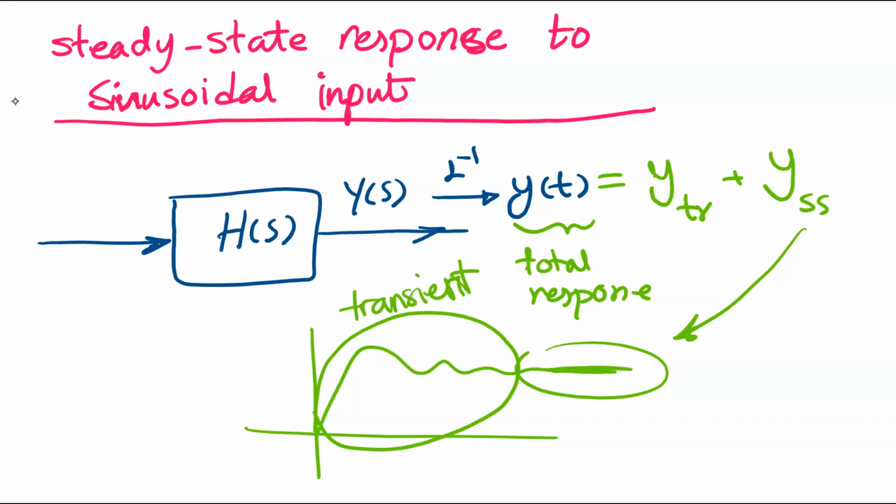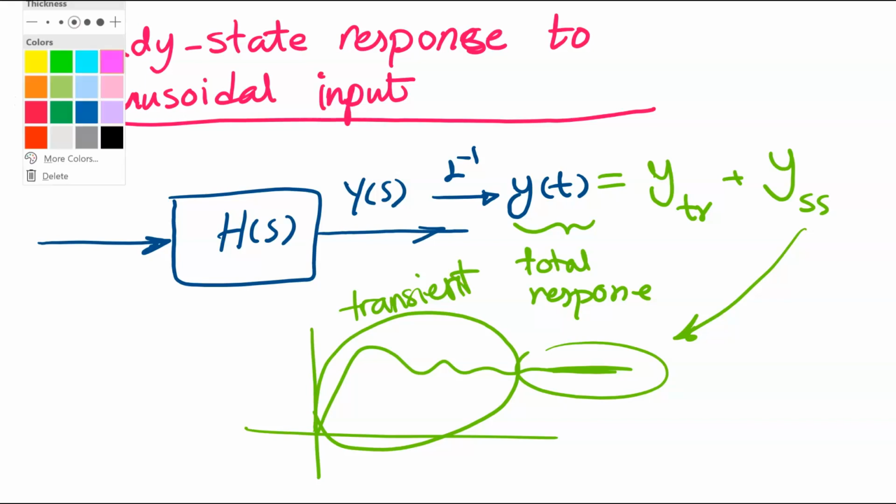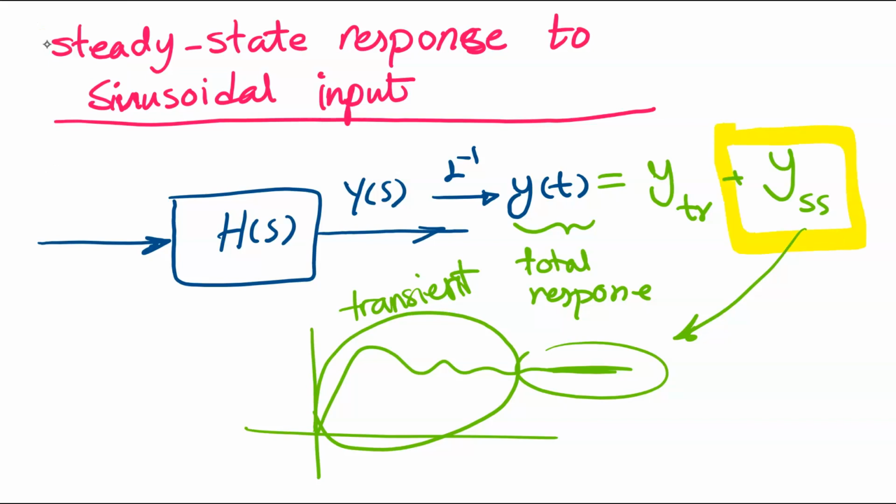Now let's assume that we are looking specifically for the steady state response. So this is our goal. We are not interested in the transient response. We just want to know what is the steady state response of the system when we are applying a sinusoidal input. So our input is, for example, cosine of omega t plus theta. Why are we focusing on this particular one?